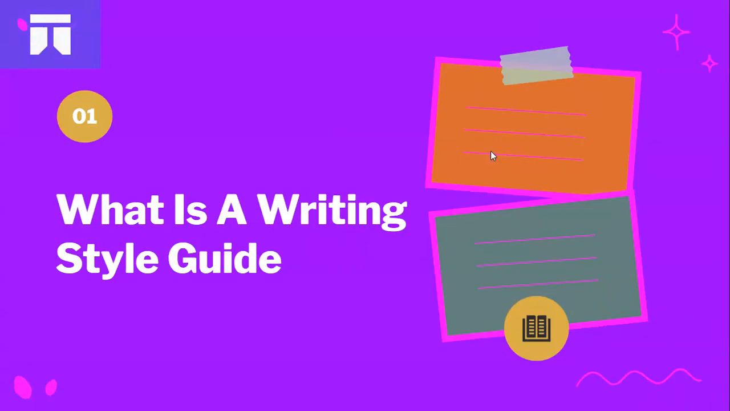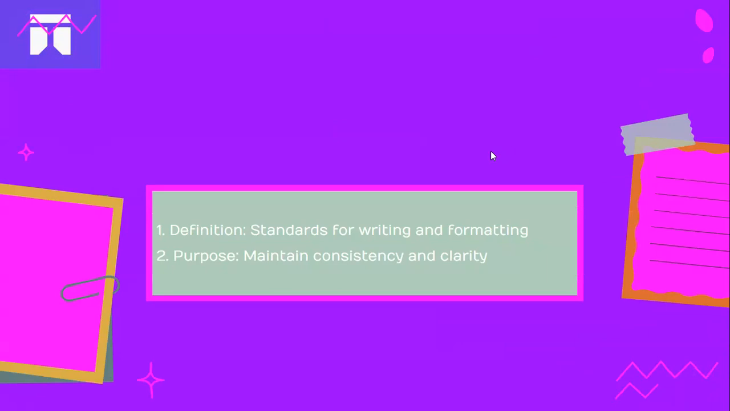Exactly. What is a writing style guide? A writing style guide is a set of rules that govern how you create, you edit, and you format your documents. Basically, they are standards for writing and formatting, right? They tell you what is and what is not allowed when writing or when creating your documents. It's similar to the rules that govern English language, if you like to put it that way.